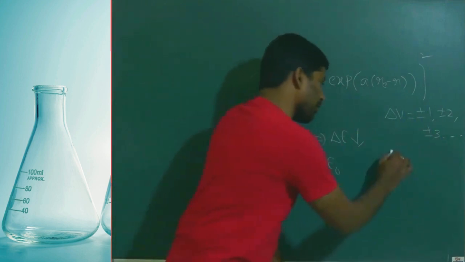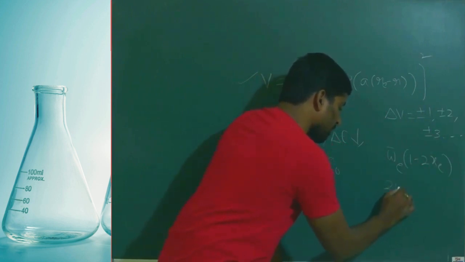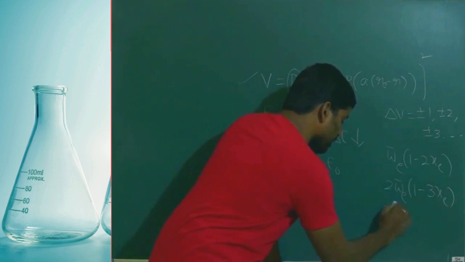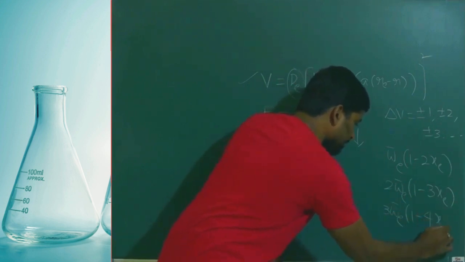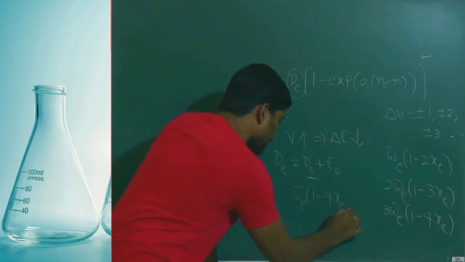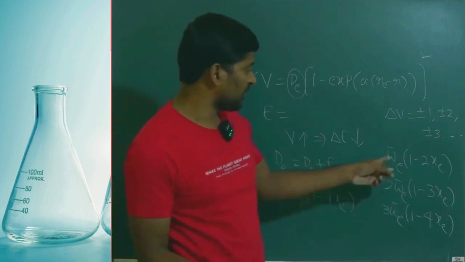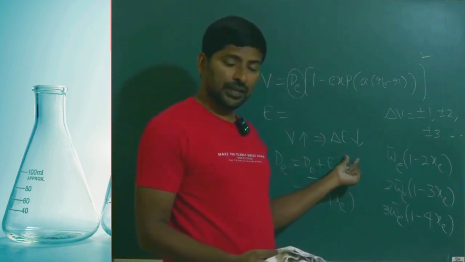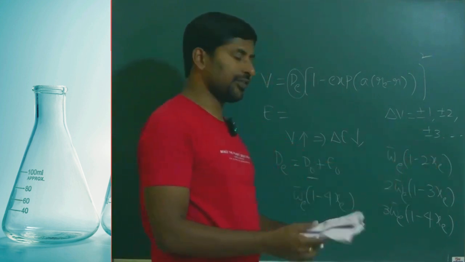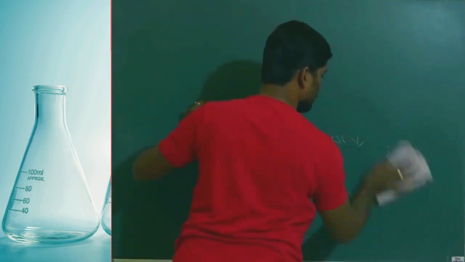Fundamental bands are observed at omega bar E into 1 minus 2 XE. First overtone, 2 omega bar E into 1 minus 3 XE. Second overtone, 3 omega bar E into 1 minus 4 XE. And hot band, omega bar E into 1 minus 4 XE. You may remember these four signals, since they give the energy gap; they ask questions about omega bar E and XE. So these are the points you may remember from anharmonic nature.